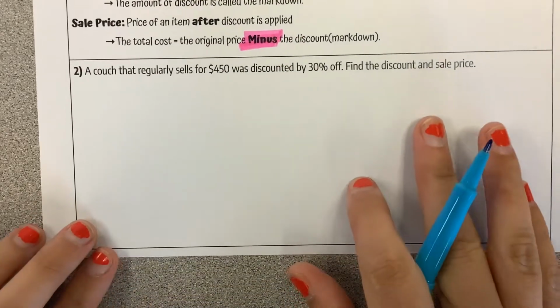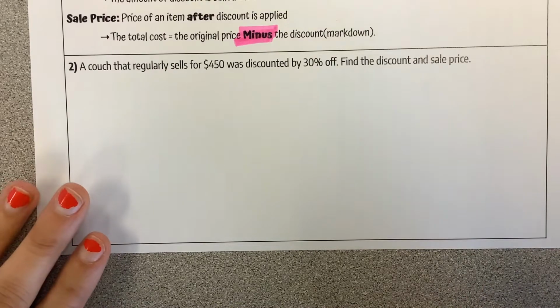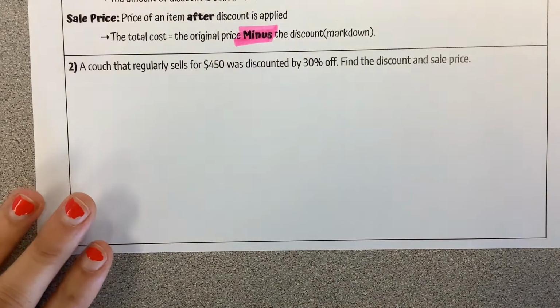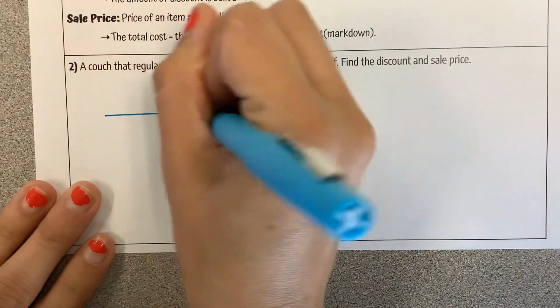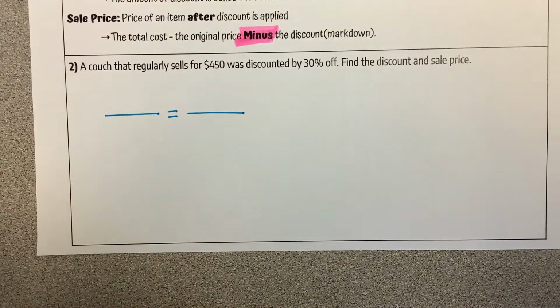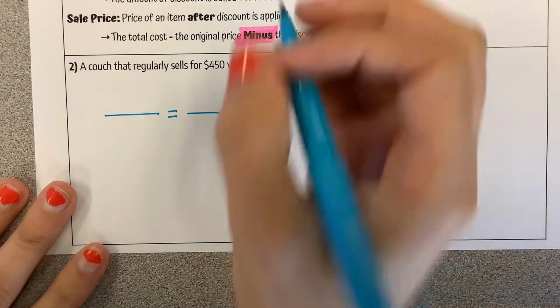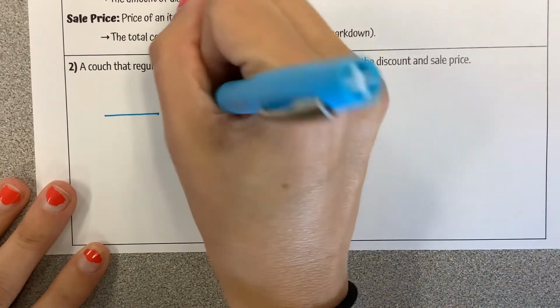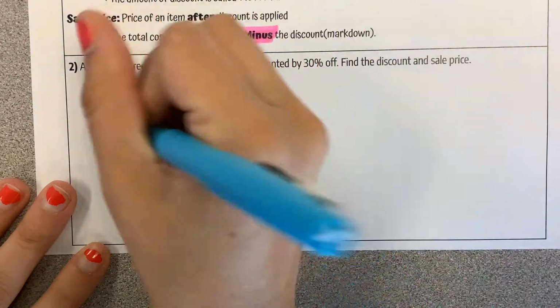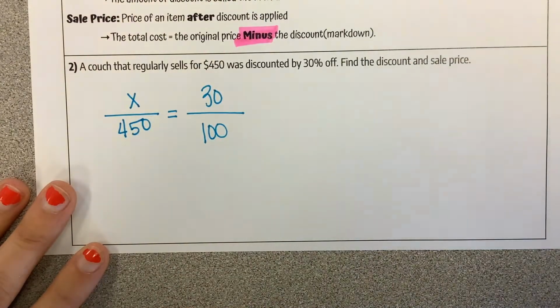So let's look at an example here. A couch that regularly sells for $450 was discounted by 30% off. Find the discount and sale price. So first, we're going to find the discount. There are a couple different ways that you could do this, but let's do it first by just finding what the discount is. So 30% off. If our percent proportion is set up, the percentage goes above the 100. 450 is the original amount. What is our discounted amount?